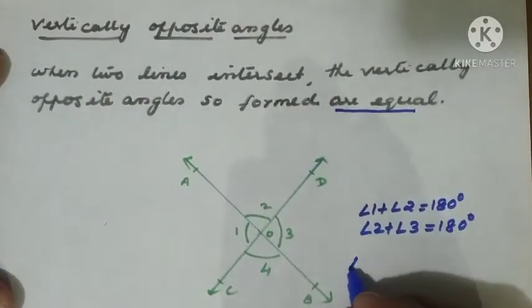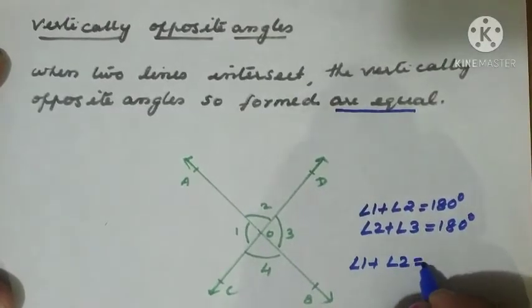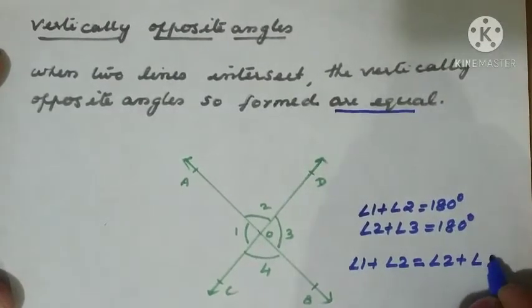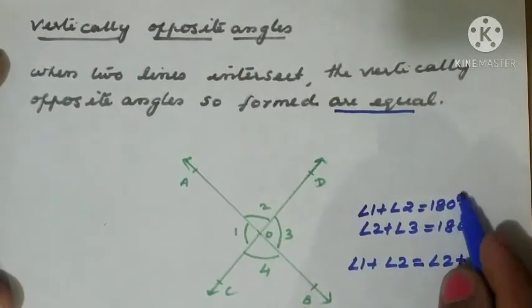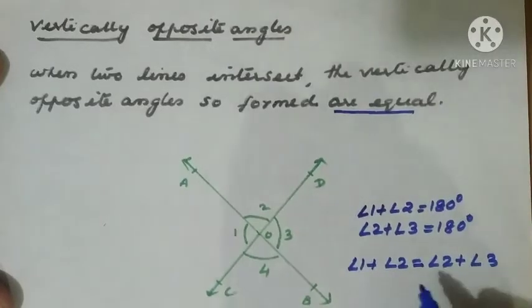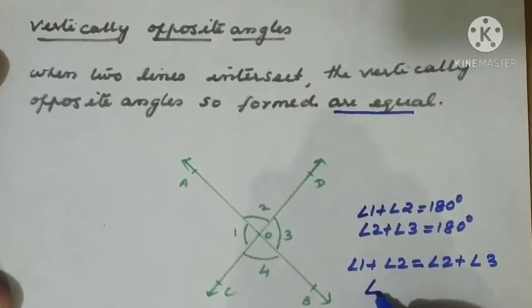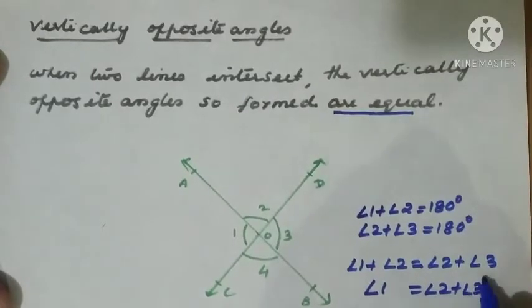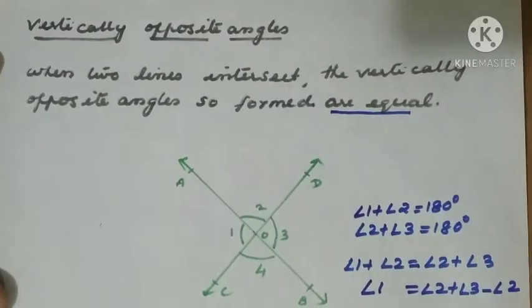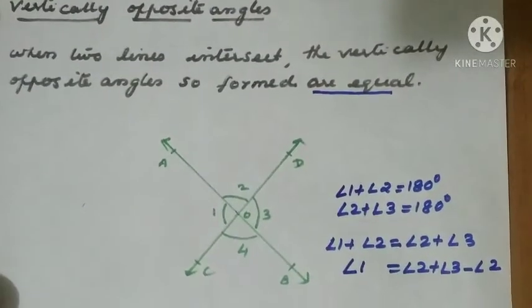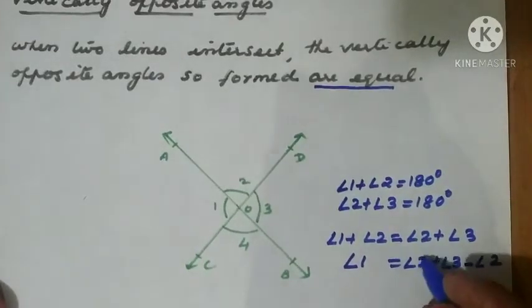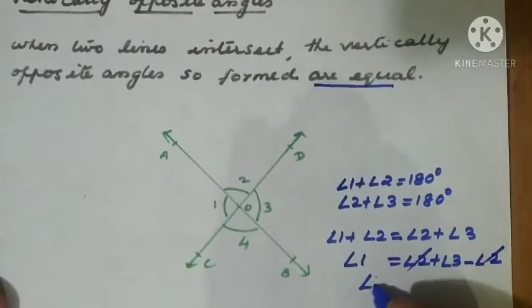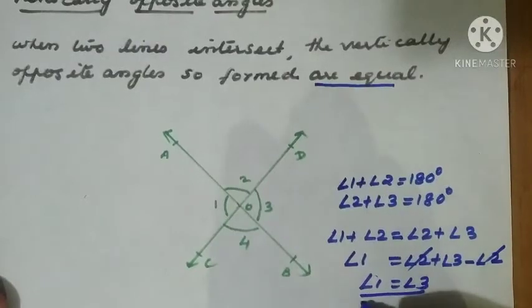So the first equation, angle 1 plus angle 2, is equal to angle 2 plus angle 3, because both values are 180. So this 180 is replaced by angle 2 plus angle 3. Right? Now angle 1 I am keeping this side, angle 2 plus angle 3 is already the right hand side, and angle 2 I am taking to this side. So what will happen to this result? Angle 2 will get cancelled. Right? So angle 1 equals angle 3.